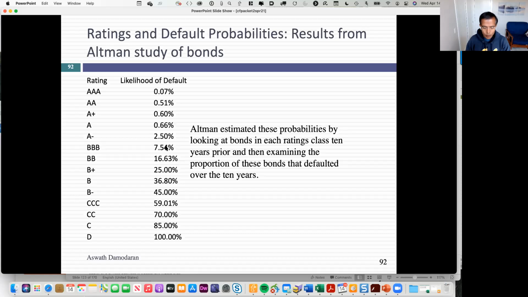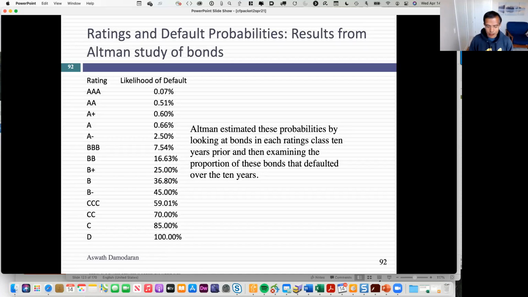As you go to triple B, that rises to 7.5%. For a typical investment grade bond, 7.5% of those bonds default over the next 10 years. You go to single B, it's 37%. You see how this table is going to help me? At every debt ratio, I'm going to compute a rating. I'm going to take this table and say, with that rating, this is your probability of default. I've got half the expected bankruptcy cost nailed down.